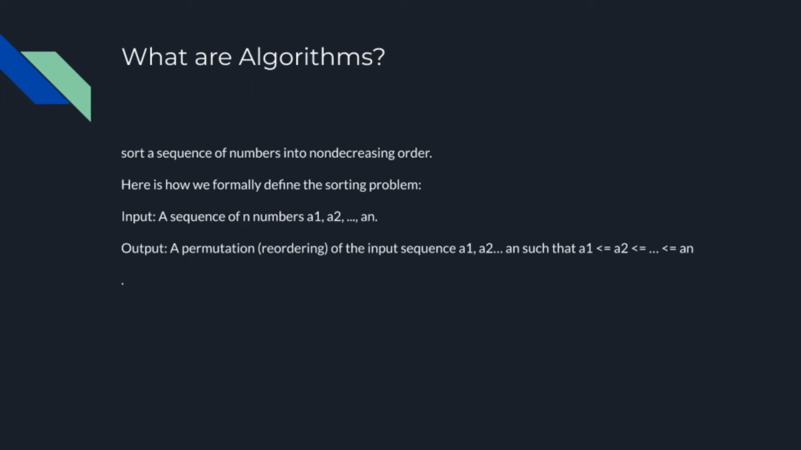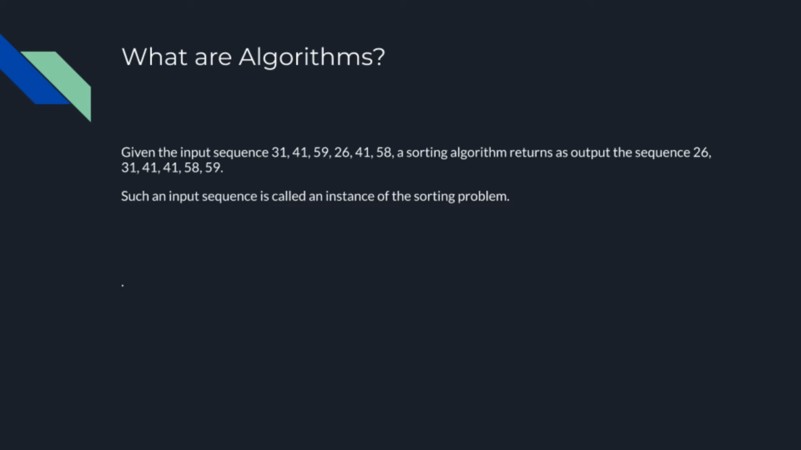Here is how we formally define the sorting problem. Input: a sequence of n numbers, a1, a2, up to an. Output: a permutation of the input sequence a1, a2, up to an such that a1 is less than or equal to a2 is less than or equal to, up to, is less than or equal to an. Another example: given the input sequence 31, 41, 59, 26, 41, 58, a sorting algorithm returns as output the sequence 26, 31, 41, 41, 58, 59.